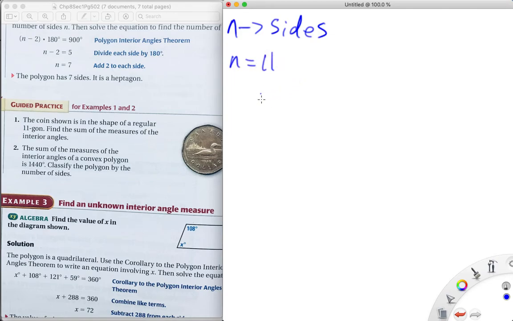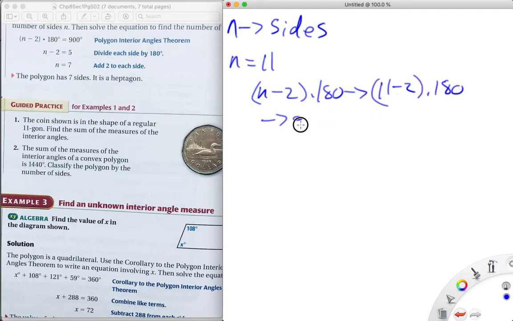So we use our equation, n minus 2 times 180, which is 11 minus 2, times 180, which is 9 times 180, which is 1,620 degrees. That's when I add up all the angles within an 11-gon.